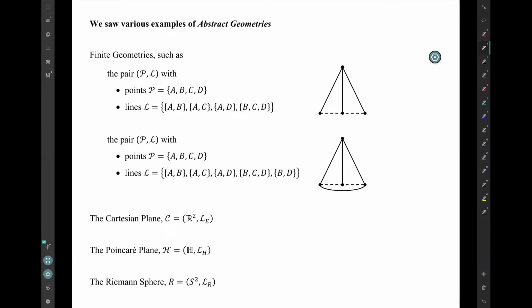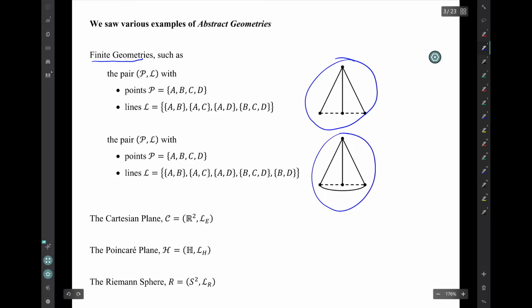In previous videos, we saw various examples of abstract geometries. Some finite geometries, such as this one with 4 points and 4 lines, and this one with 4 points and 5 lines. We also discussed some abstract geometries that had sets of points that were infinite sets, the Cartesian plane, the Poincare plane, and the Riemann sphere.